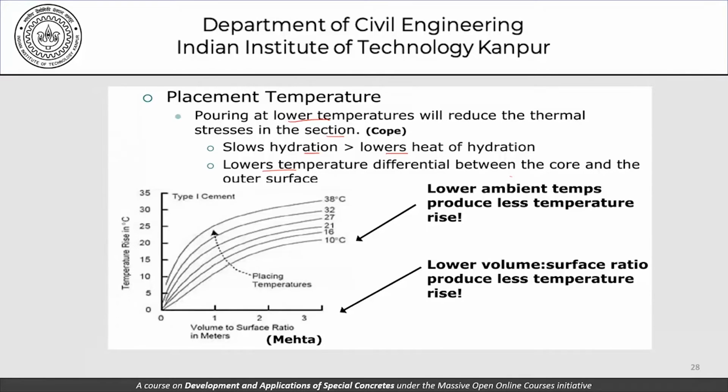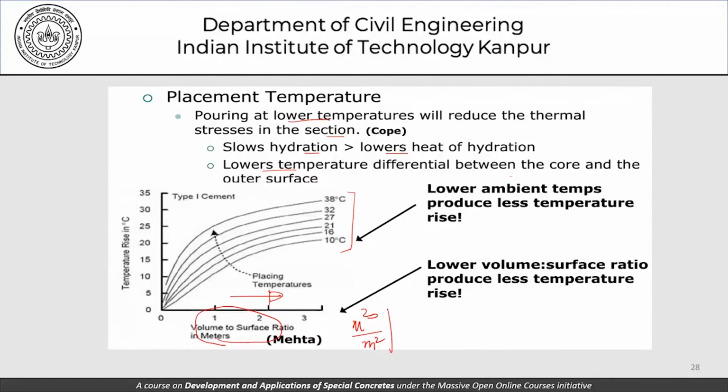Slows hydration, lowers heat of hydration, lowers the temperature differential between the core and the outer surface. So if we see from this graph, lower ambient temperatures produce less temperature rise. These are the ambient temperatures that we are talking about. And on the x-axis, we see the volume to surface ratio in meters. The volume will be in cubic meters and the surface area is in square meters, and therefore we are talking of volume to surface ratio in meters.